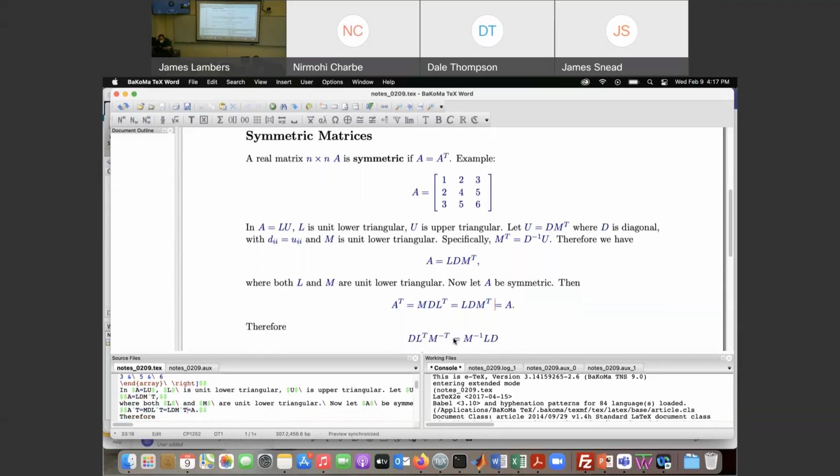Now, I can multiply on the left by M inverse transpose. M is a unit lower triangular matrix, so it has an inverse, because unit triangular matrices are always non-singular. And also, I can multiply on the right by M inverse. So now I have this relationship: D times these matrices is equal to these matrices times D. At this point, it may seem like I haven't really done anything, like what I had is just as complex as before. But here's the key.